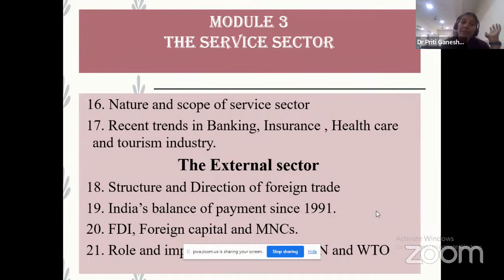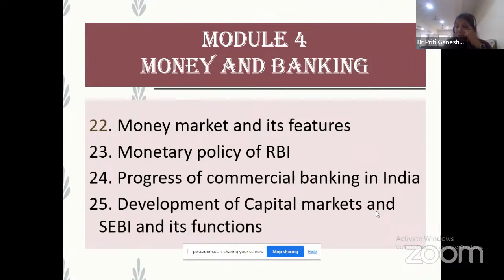You can easily attempt that and you can score very good marks. So module 3, the service sector, focused on banking, insurance, health, comes in question number 4. Then module number 4 is there for question number 5. Question number 5 always comes from module number 4. Question number 5 is divided into two parts, AB and CD.